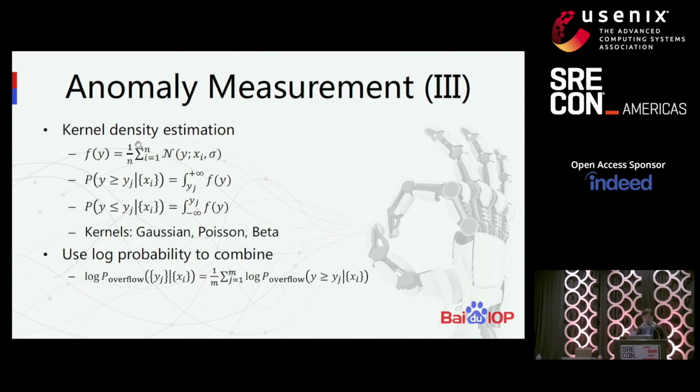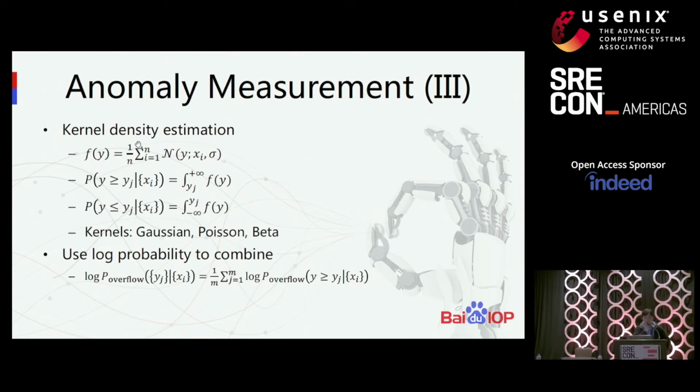To deal with different natures of the metrics, we also try to use other kernels. For example, we use Poisson distribution as the kernel to handle metrics such as the number of packets received or sent per second. And we also use the beta distribution as the kernel to handle metrics such as CPU utilization or CPU idle, because all these metrics fall between 0 and 1, and beta distribution is just fit for this scenario.